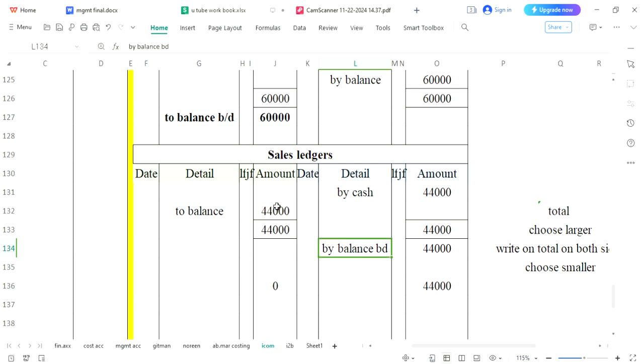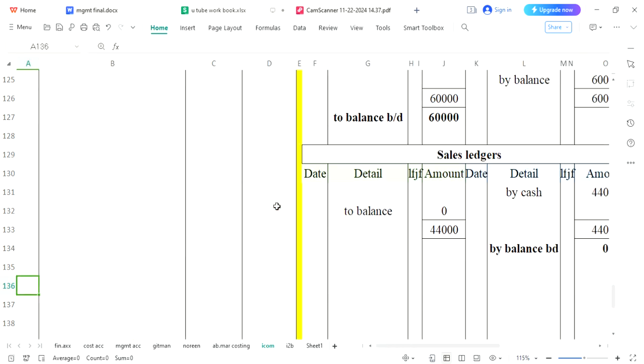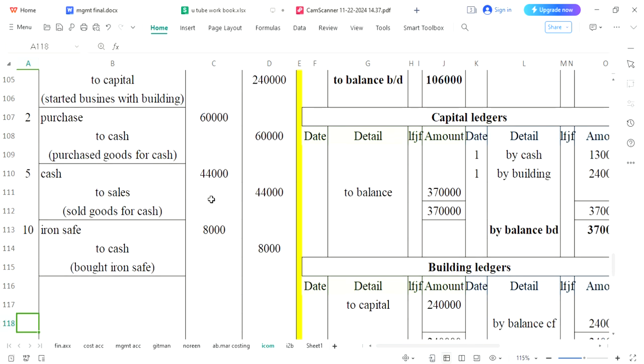Alright guys, in this way our sale ledger is also completed. These sums were written just for the rough work, and you may erase it. Now let's see what next entry we are going to do after sales. We have iron safe. This is our last ledger.